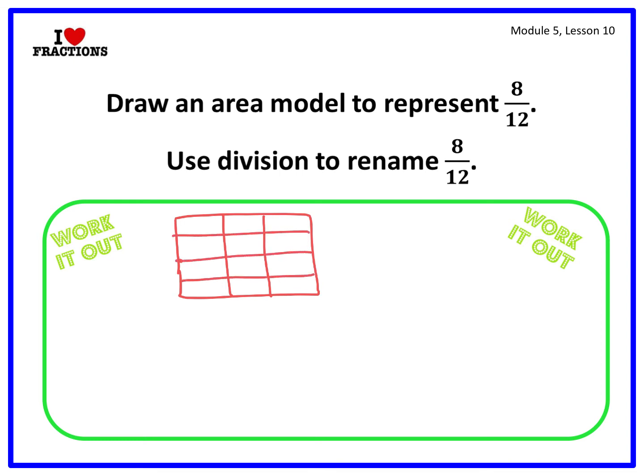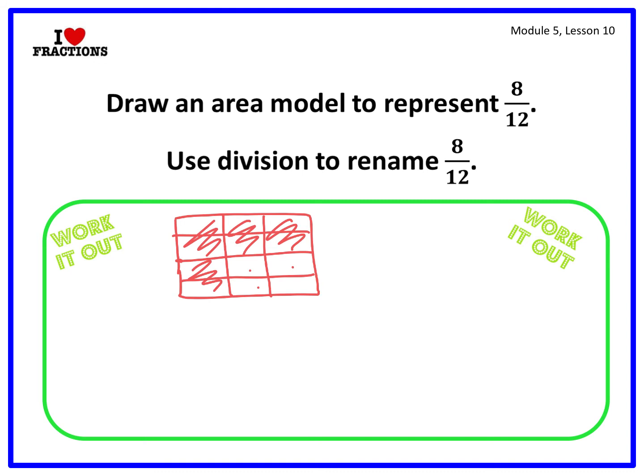And I have got 12: 1, 2, 3, 4, 5, 6, 7, 8, 9, 10, 11, 12. I've got 12 there, and I'm going to color in 8 of those. 1, 2, 3, 4, 5, 6, 7, 8. I'm doing this slightly different than I've done it before because I want to just show you that there's more than one way to show how we do this.